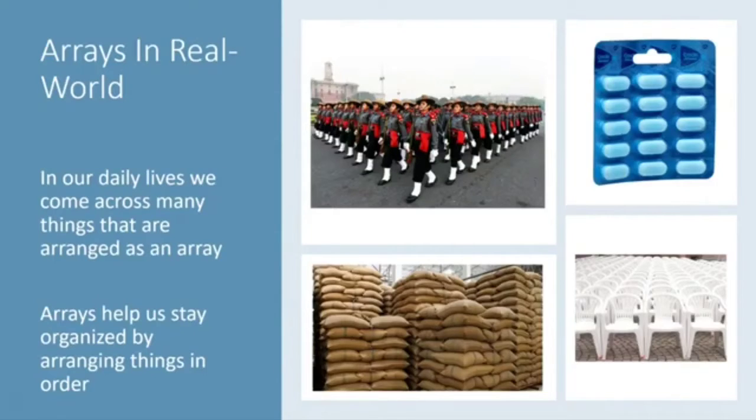This first example is that of a marching contingent. I am sure you would have also done march past or parade in your school as part of the physical training classes. In a marching contingent, soldiers are arranged in rows and columns, forming a rectangular or square-shaped contingent. It helps in organizing the contingent efficiently.